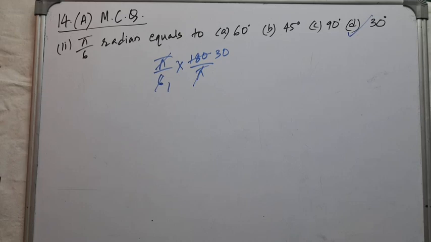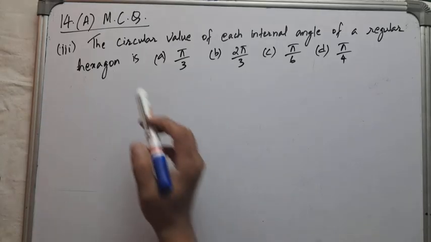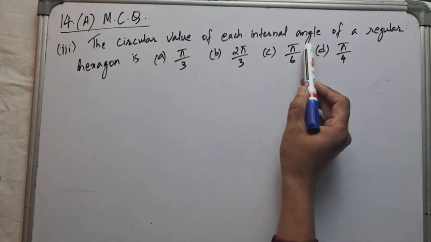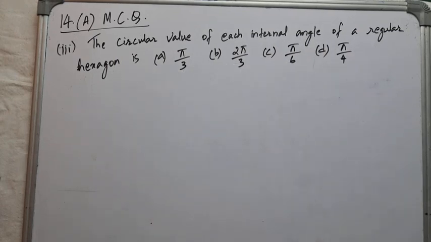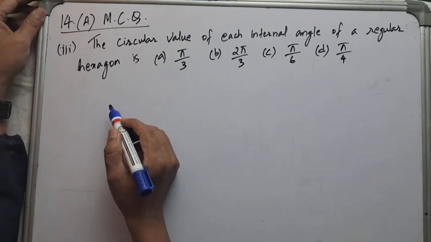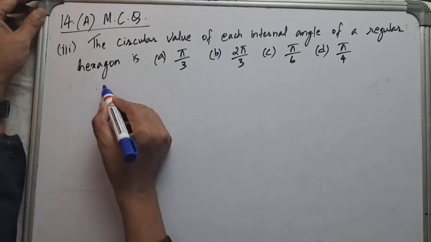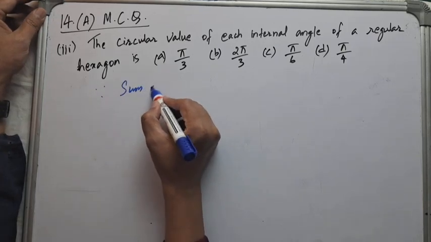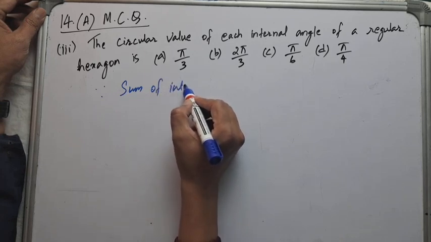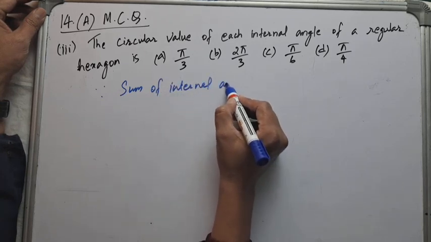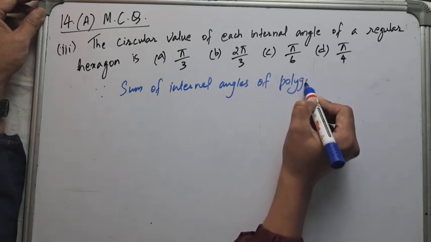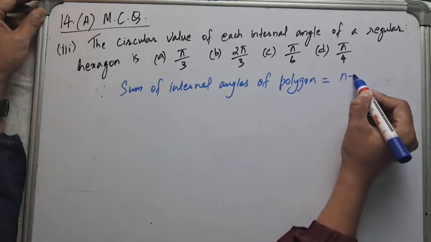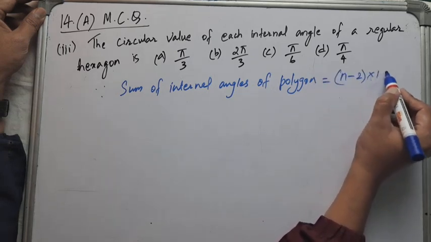Now let us do question number 3 of 14. The circular value of each internal angle of a regular hexagon is, so these 4 are the options given to us. We are asked to choose the correct one, isn't it? First, let us understand the sum of internal angles of a polygon, okay? Since the sum of internal angles of a polygon is given by the formula n minus 2 into 180.